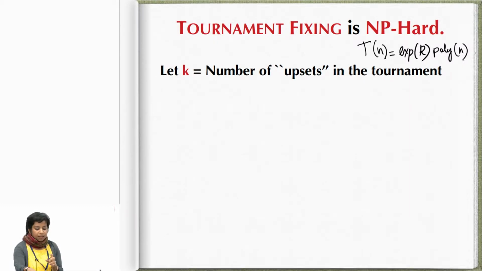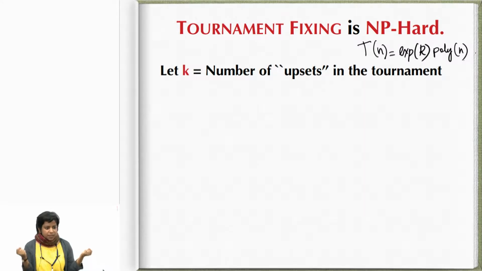So what this value k is, I have not said anything, right? I just said, suppose I could give you an algorithm which will work like this, where k is some significant value, then you'd be happy. So what could that k be? Suppose k is the number of upset matches in the tournament. What is an upset match? An upset match is one where a lower ranked or lesser team beats a higher ranked or better team.